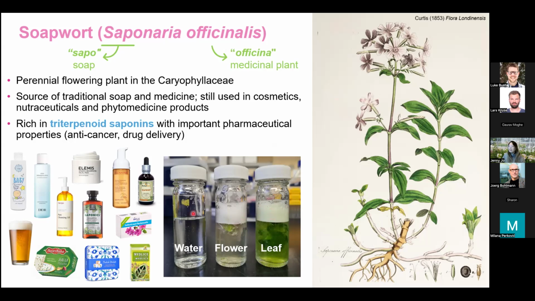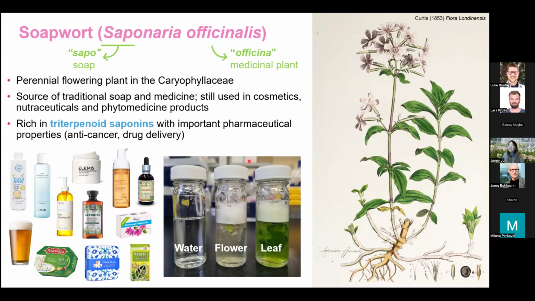And I hear that the beer industry actually uses soapwort extracts or saponins to make this nice beer head, which apparently is nice to have. I don't really drink, and I don't really understand it, because I feel like you should get more beer than foam, but I'm not drinking it, so what do I know? So here is a picture of soapwort.